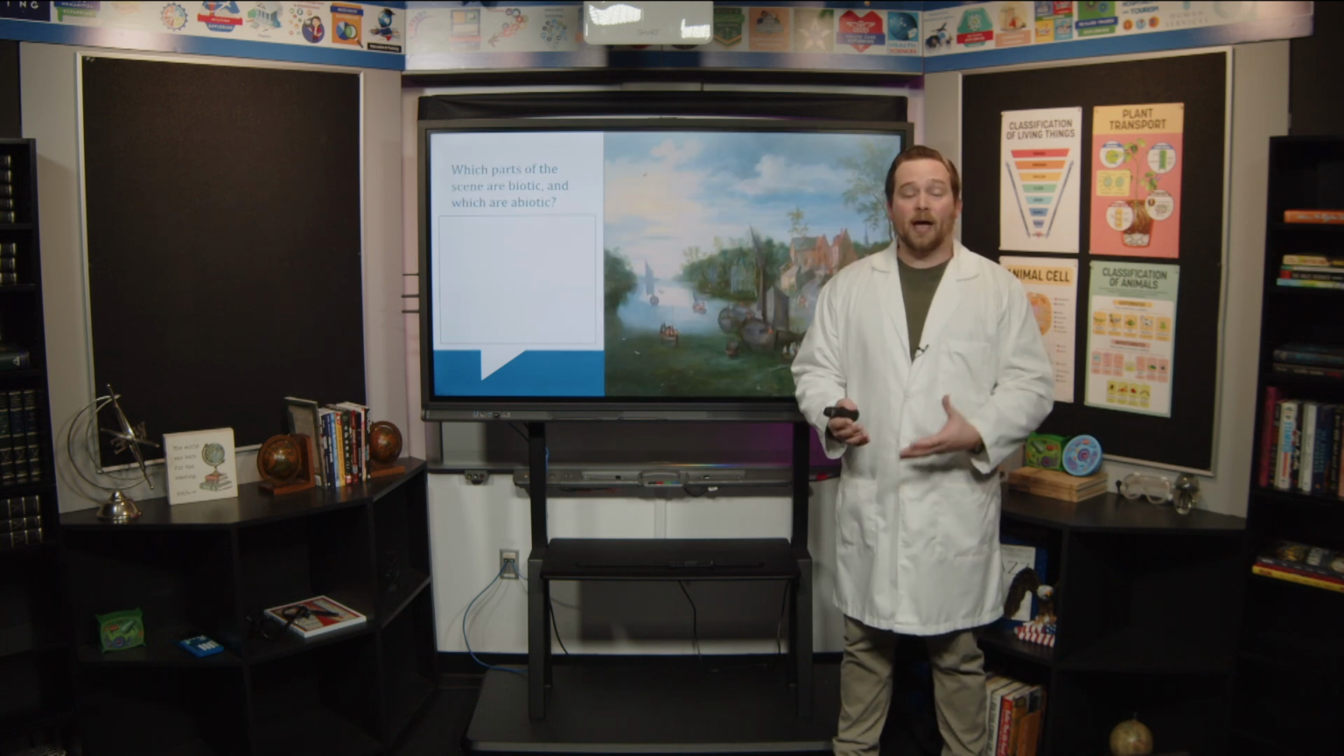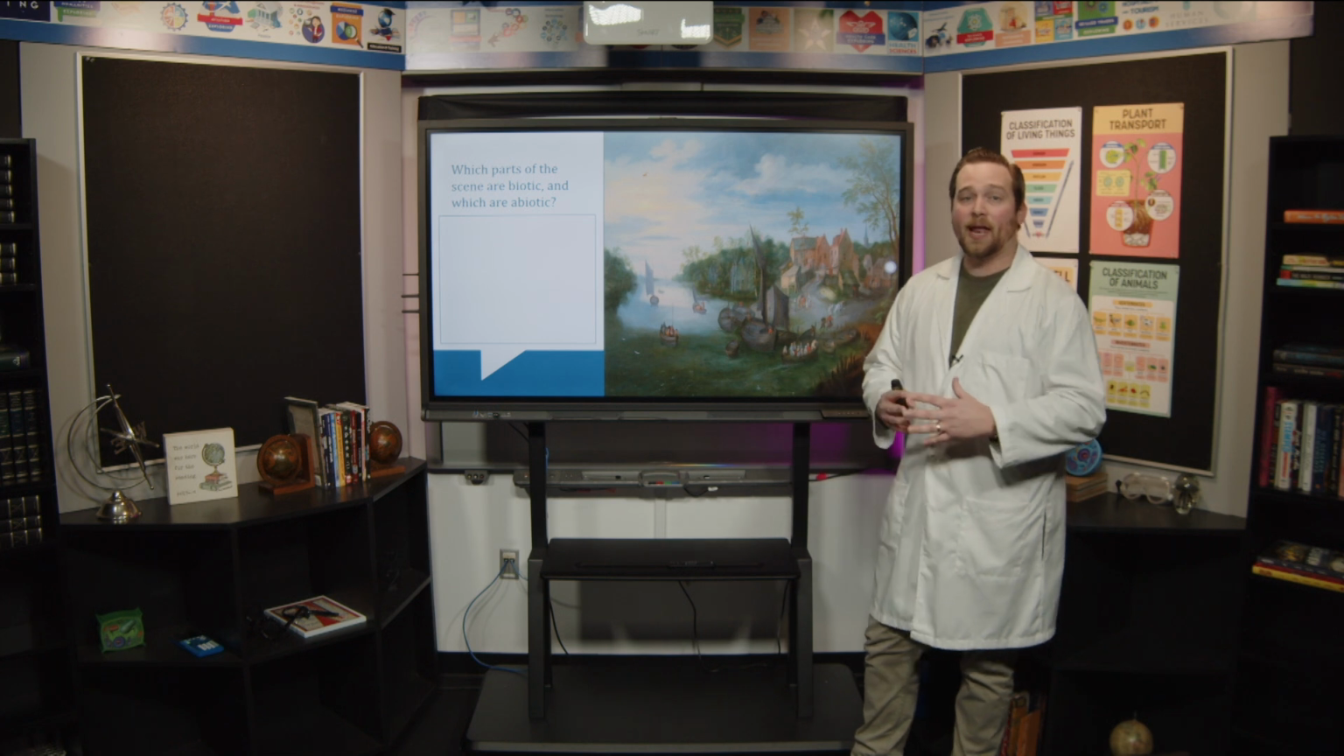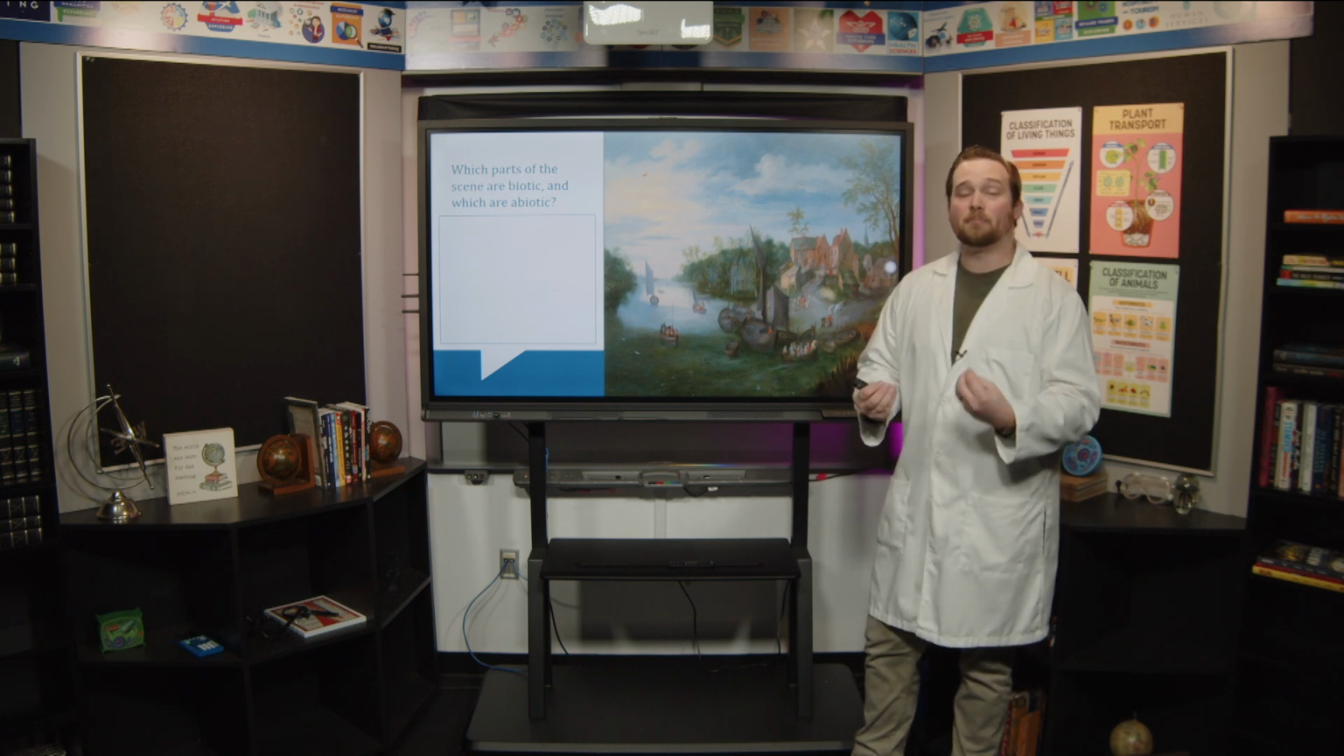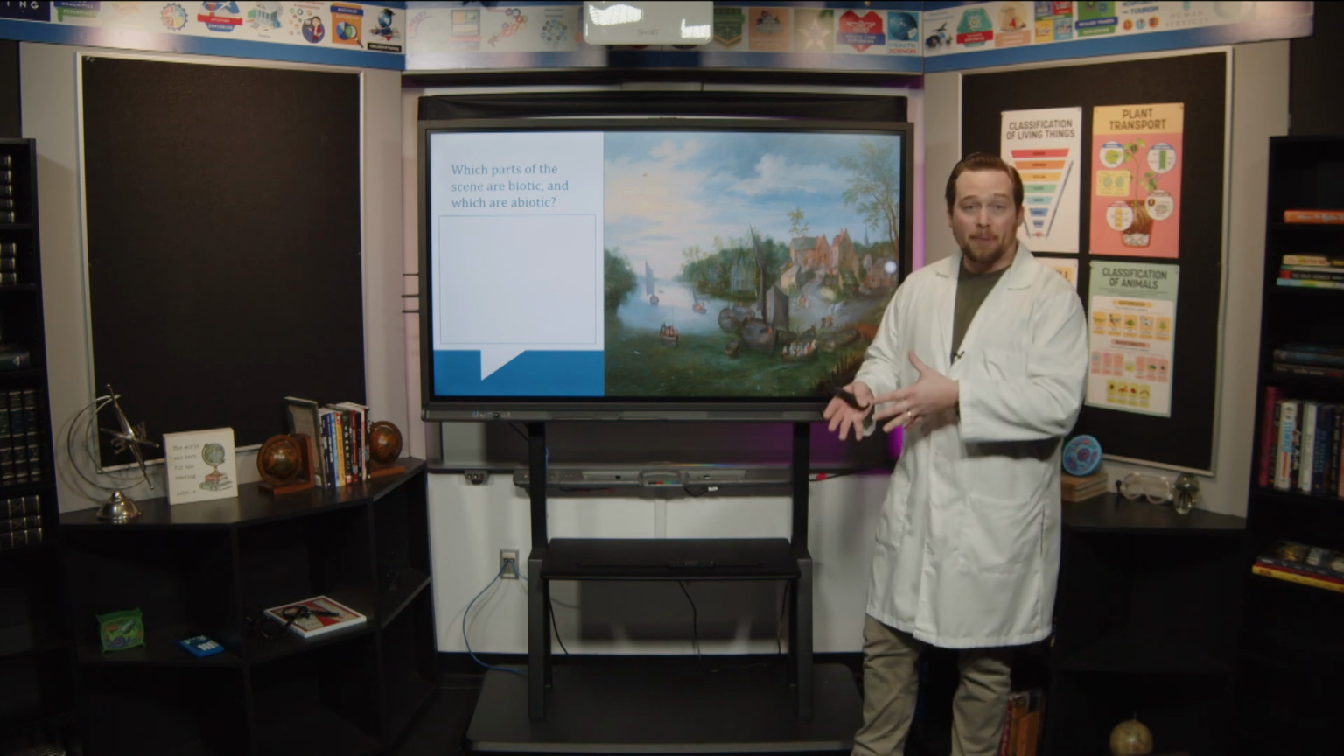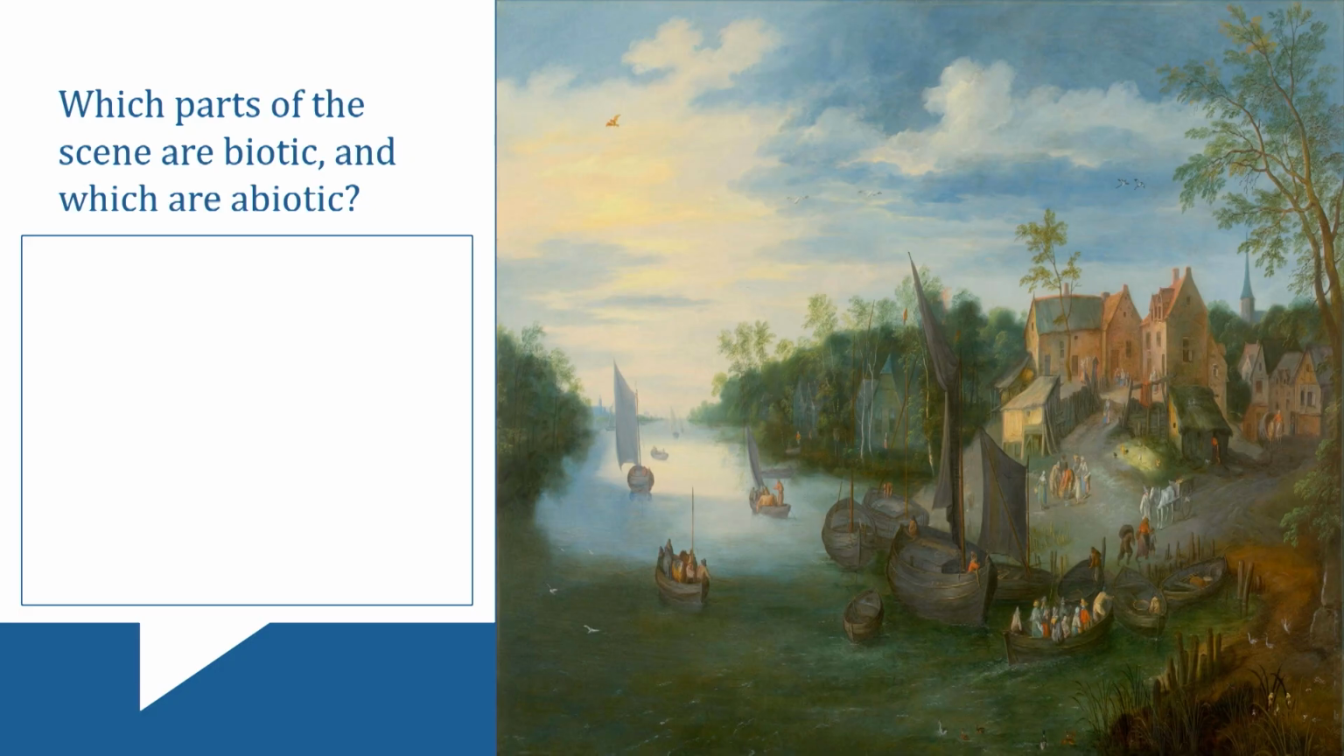Okay, so now let's take a look at this picture, and take a second to see if we can pick out the abiotic and the biotic factors in this picture. So take a close look at that. This is a painting of some boats pulling up on shore, and the people are unloading the boats and bringing their horses and other things in and out of town. So I want us to look at that picture and see if we can pick out some biotic factors. Remember, biotic means living, or it has life. So what are some biotic factors in this picture?